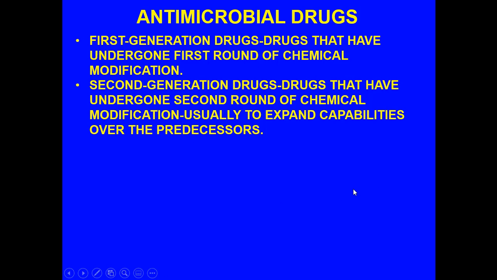Then we have to talk about the different generations of drugs. First generation drugs, drugs that have undergone a first round of chemical modification. Second generation, drugs that have undergone a second round of chemical modification. Usually this is to expand upon capabilities over the predecessors. So in some cases, to help you understand that, it's as if you take a narrow spectrum drug and by enhancing the structure, you now make it a broad spectrum drug for that example.